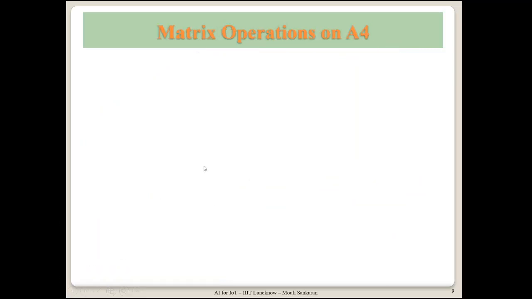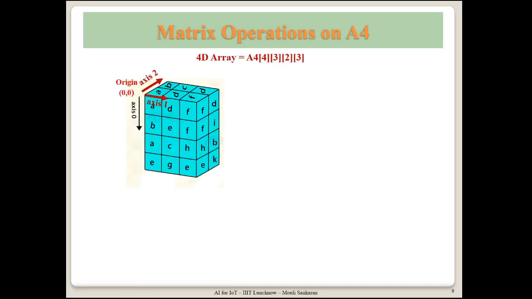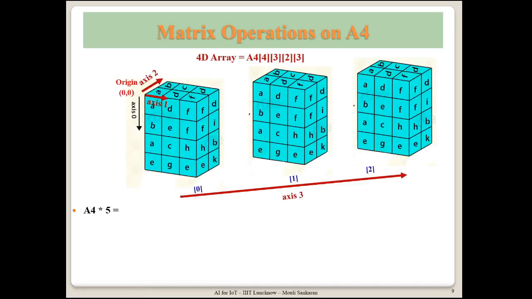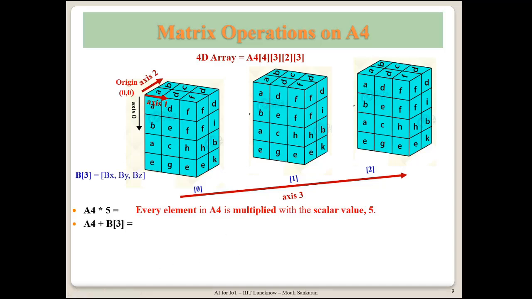Now matrix operations on A4. Let us see here. Suppose I do A4 times 5, what do I do? I multiply all the elements, whatever is there, by 5. Every element in A4 is multiplied with the scalar value 5. Fine, no problem. What if I want to do this operation, A4 plus B of 3?